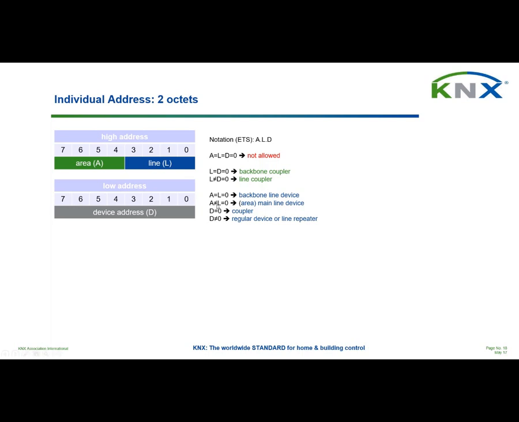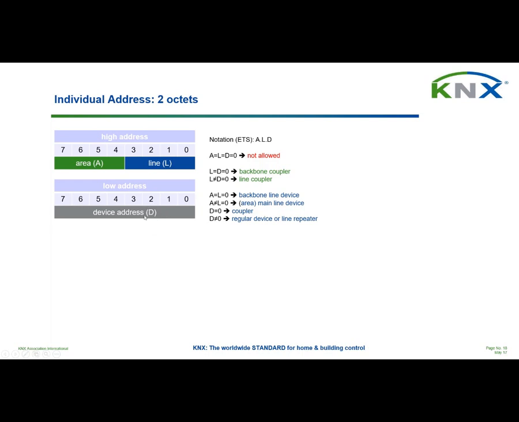If A and L are both 0, then this device belongs to the backbone line. If, however, only L is 0 and A is not 0, then this is a device that is installed in a main line.